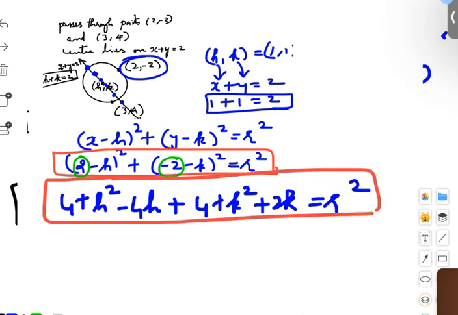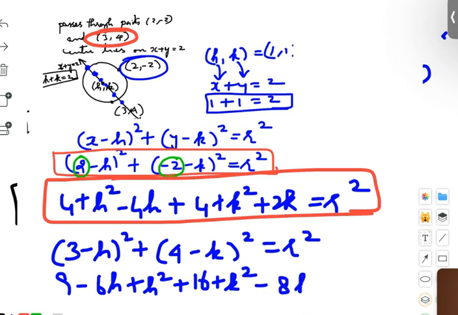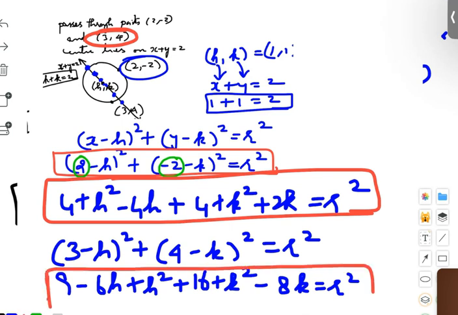We have another equation also using 3 and 4. So what would that equation be? 3 minus h whole square plus... Is this correct? It is correct.